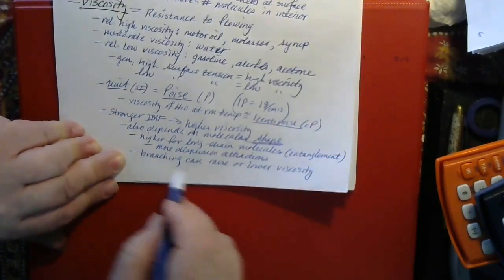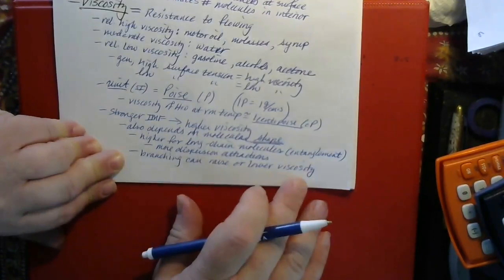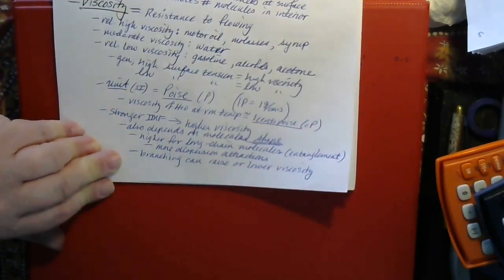So I'll just say that branching can either raise or lower viscosity depending on various details. Also, temperature has an effect.